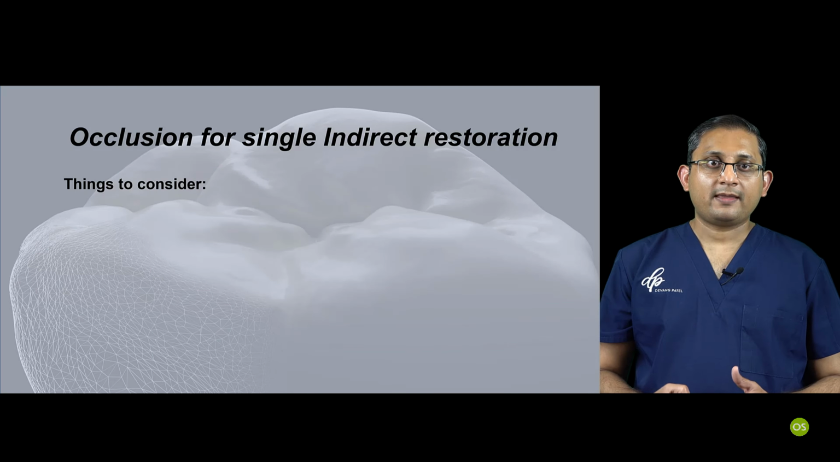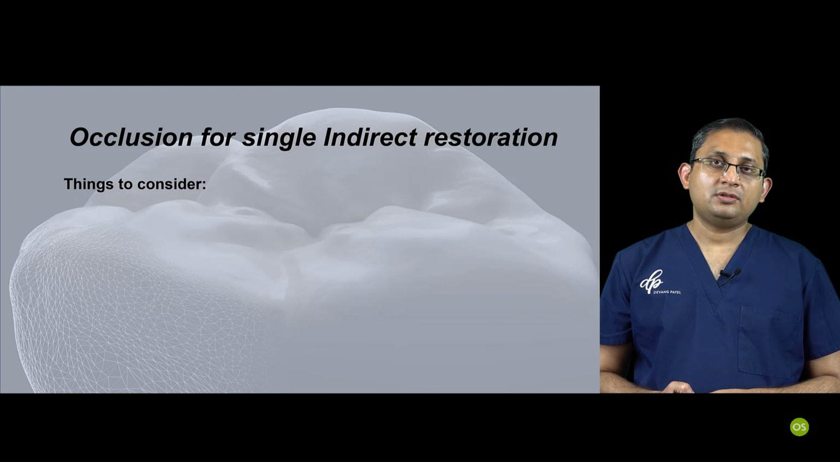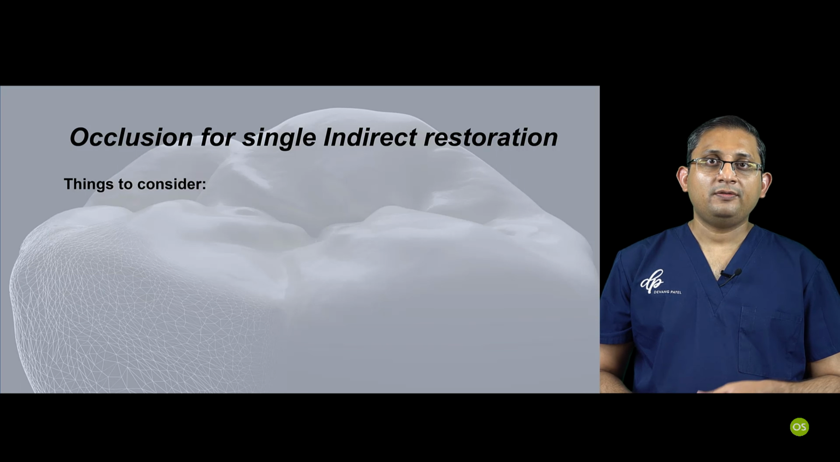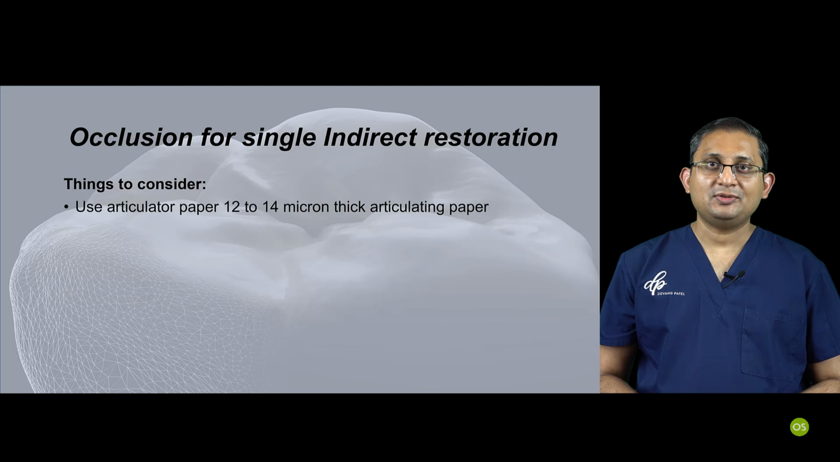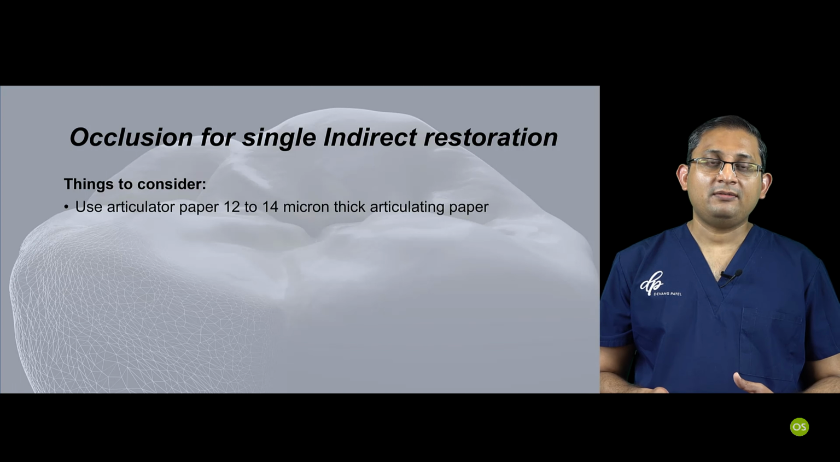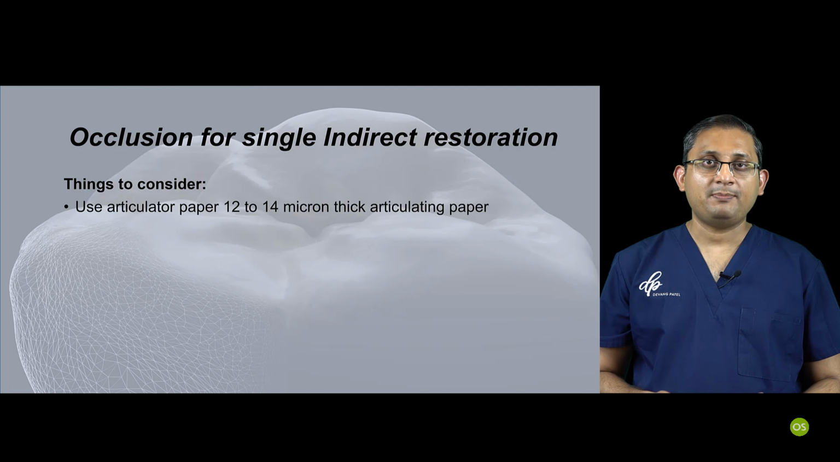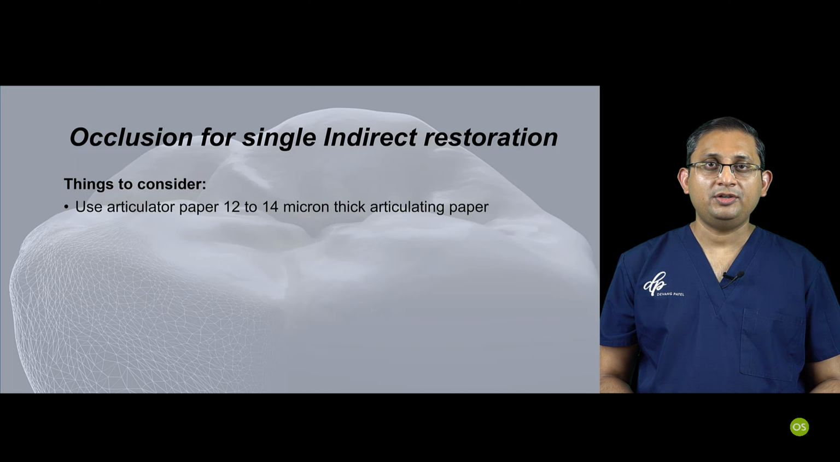Now, if you're looking at the application of occlusion for a single indirect restoration, then the thing you need to consider, again, is the use of articulating paper, which is 12 to 14 microns thick. I was discussing with a colleague, and we came to the conclusion that having good quality articulating paper is very, very essential for a restorative dentist, along with shim stock. So make sure that you have really good quality articulating paper where you can assess true contact and you're not reducing contacts.